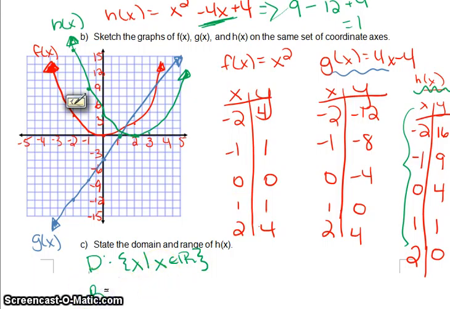And the range here, you notice that y can touch 0 but never goes below it. We kind of saw that by using our table of values there. So we can say that y, such that y must be greater than or equal to 0, where y is an element of all real numbers.